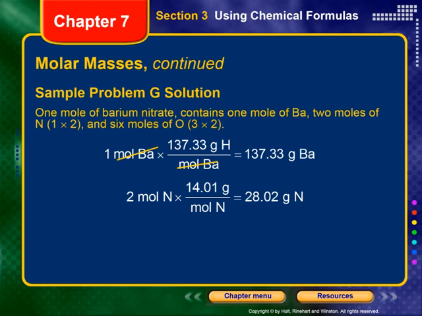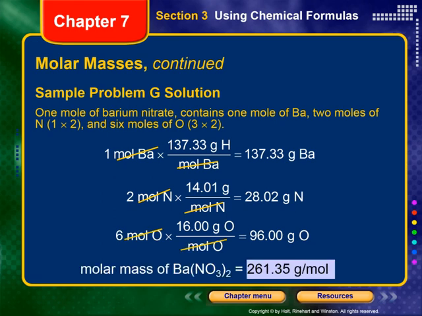Then convert my 2 moles of nitrogen into grams of nitrogen using the molar mass of nitrogen to give 28.02 grams of nitrogen. Remember, the moles have to cancel. And then lastly, my 6 moles of oxygen into 96.00 grams of oxygen. Please make sure that the moles cancel.